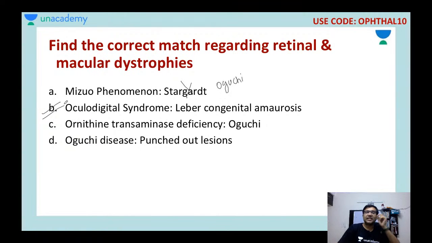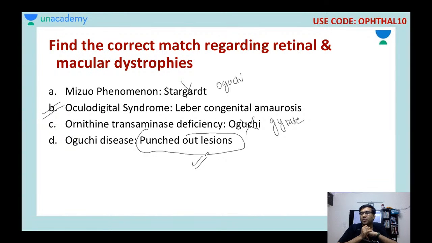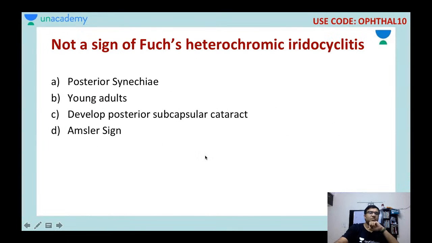Remember, the ornithine transaminase deficiency does not happen in Oguchi disease. It is basically happening in gyrate atrophy. Okay, and these gyrate atrophy patients have the punched out lesions. Okay, so option C and option D are also wrong. Okay, chalo, let's move to our next question.